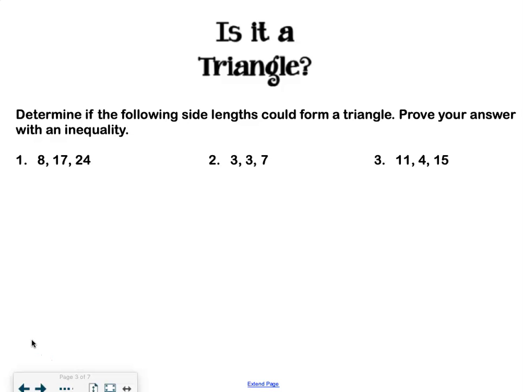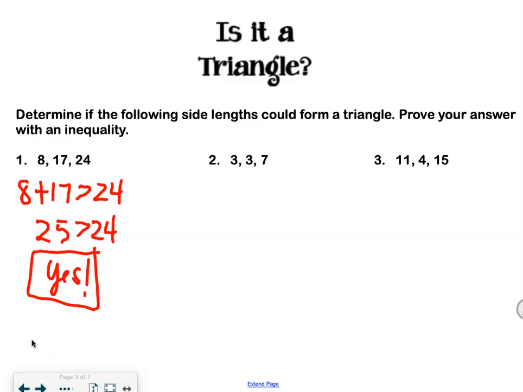So determine if the sides are equal. No, they have to be greater. So we have to figure out if these three sides can make a triangle. What are my two smaller sides out of these three? 20 and 5. So 25. Is 25 greater than 24? Yes.